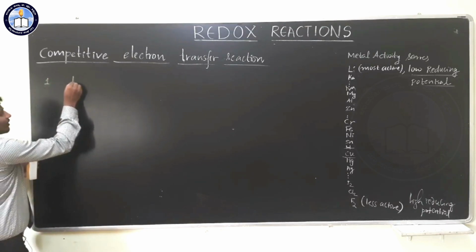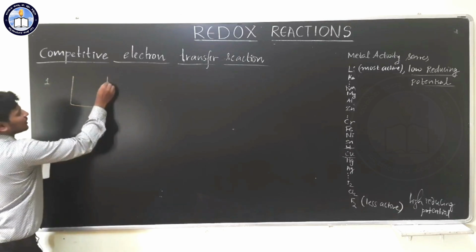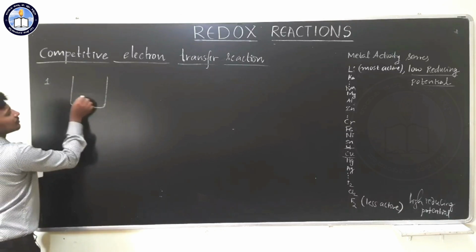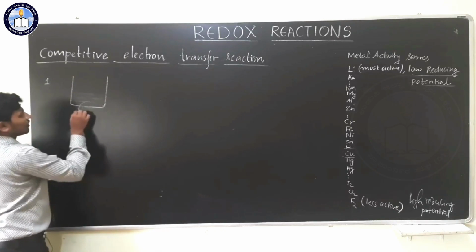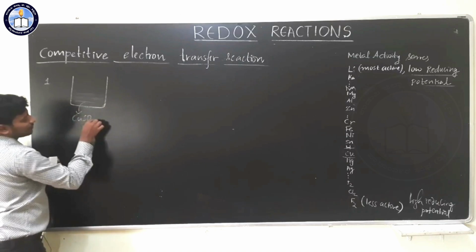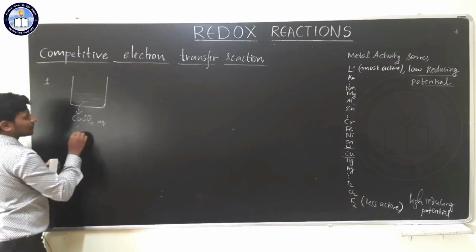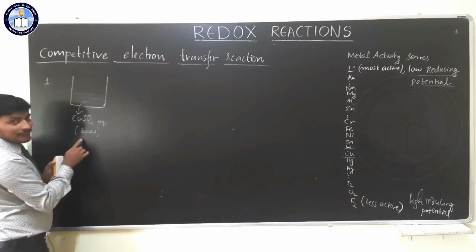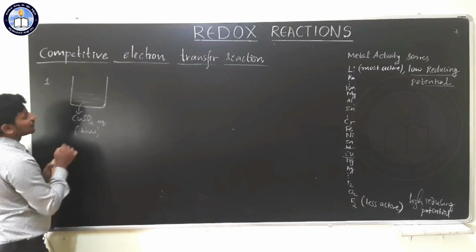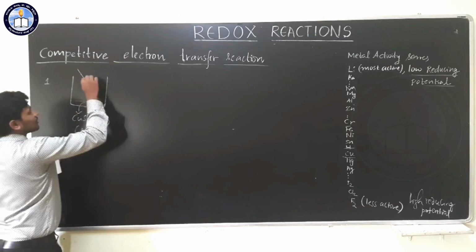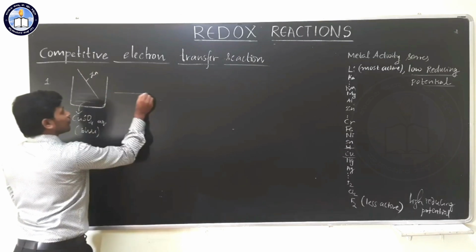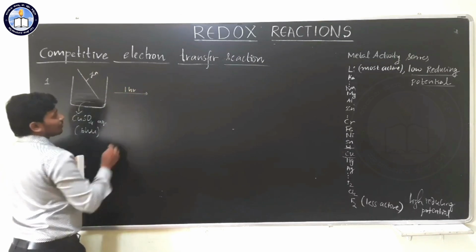if I take a copper sulfate solution in a beaker, what is this? This is known to be copper sulfate, which is in aqueous state, means copper sulfate plus water, that's all. So what is the color of that? That is blue. Then I immerse a zinc rod. Then I keep it for 1 hour.